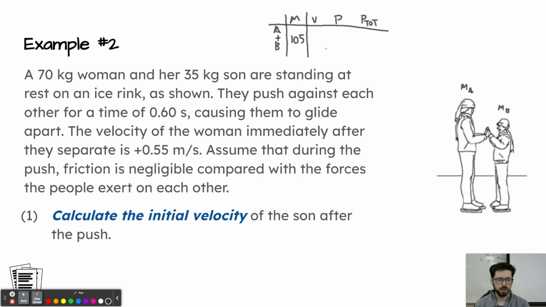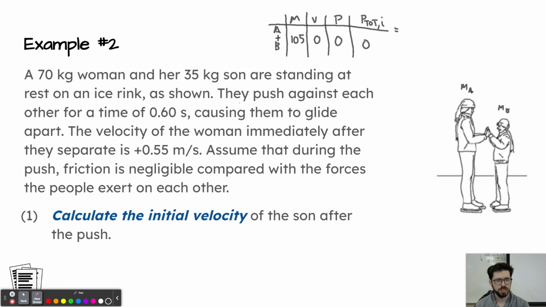Now, before they push off of each other, they have zero velocity. And I hope that you guys can all confirm that with me. They're not moving before they push off. So that makes our calculations really easy because if we follow MVP, M times V, 105 times 0 would give us 0 momentum, which means that the total momentum of the system is 0.